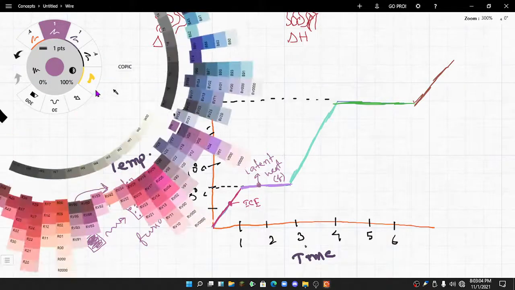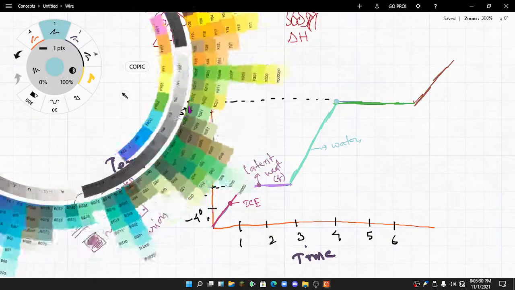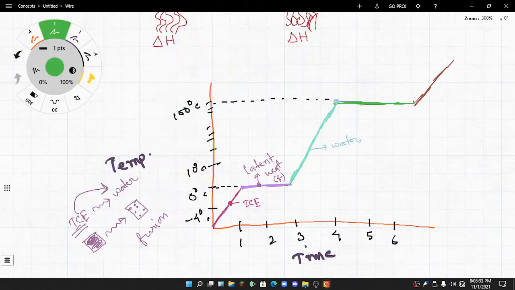Then this stage, what occurred in this stage? All of it was water. Its temperature is increasing. Then the water temperature reaches 100 degrees. Now what happens? Now again we have reached a latent heat, and this time it is the latent heat of vaporization.